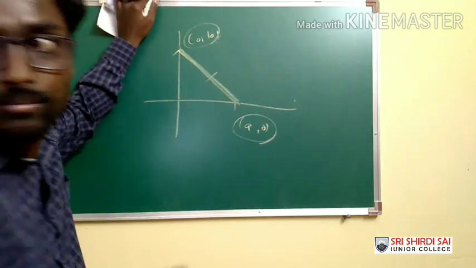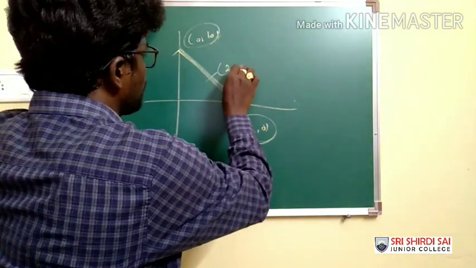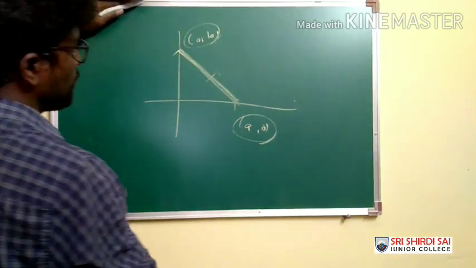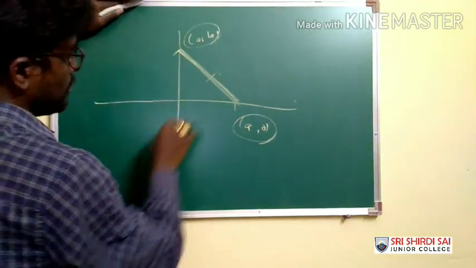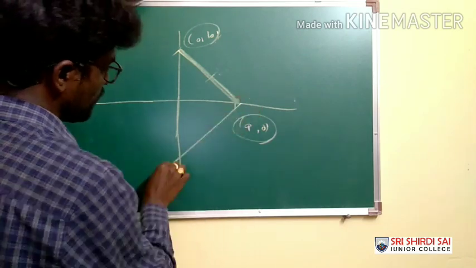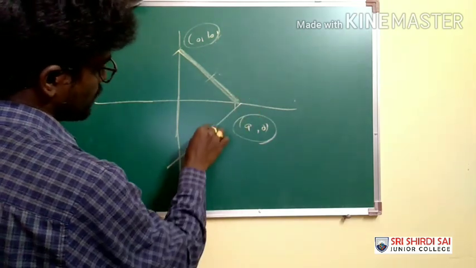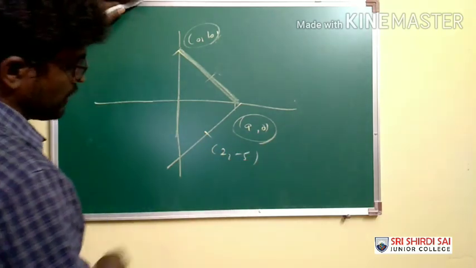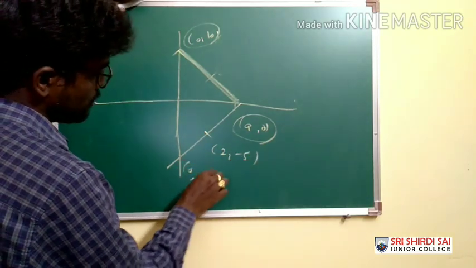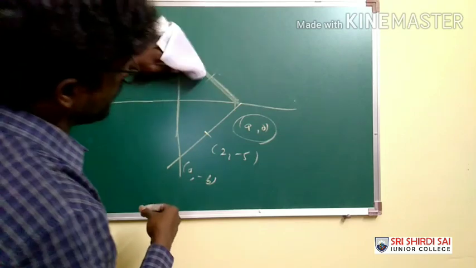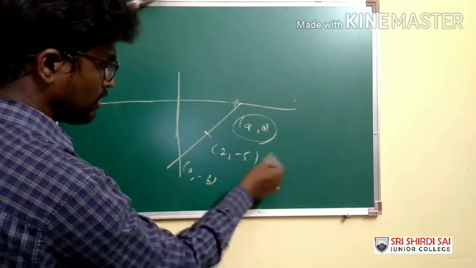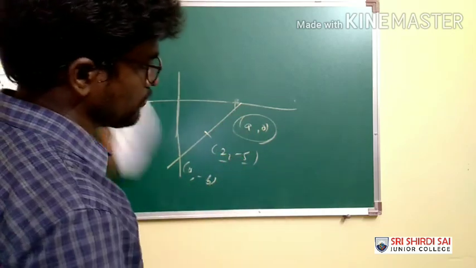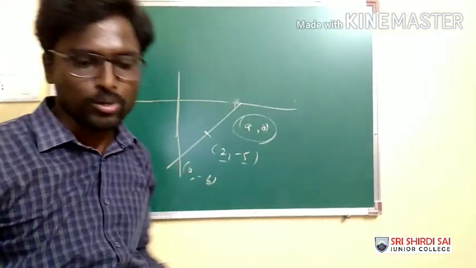What is the midpoint? 2 comma minus 5. As 2 comma minus 5 is provided, that point is going to lie in quadrant 4. So this point is going to be 0 comma minus B. Hence, if you calculate from the midpoint formula for these two coordinates and equate it to 2 comma minus 5, you'll be getting the required coordinates.